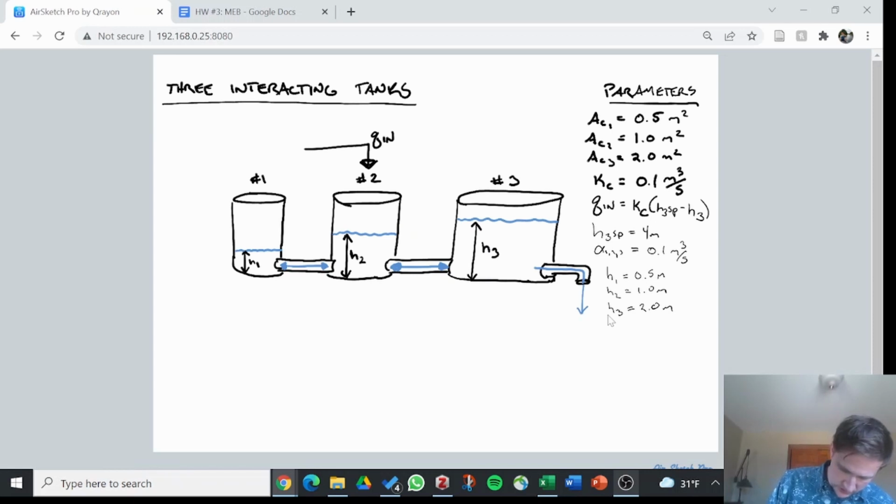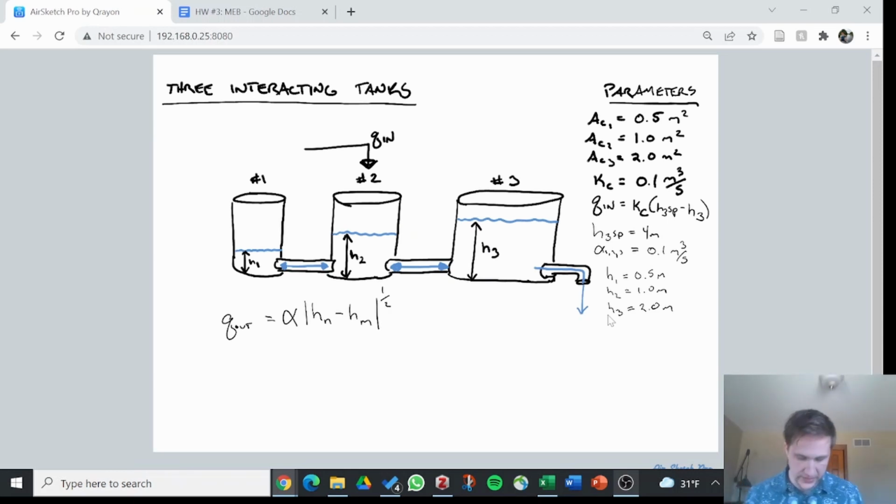An important equation that is going to help us understand this is Bernoulli's equation. And so here we've got the proportionality constant multiplied by the absolute difference between the heights. So in this case, we'll say height n in particular, minus height m, and the square root of that. And so that is going to be what dictates the flow rate out of the tank.